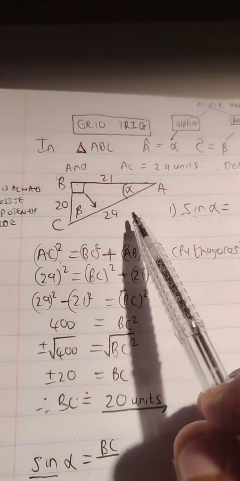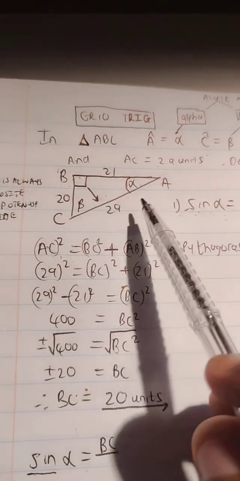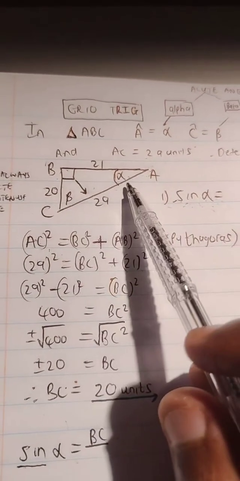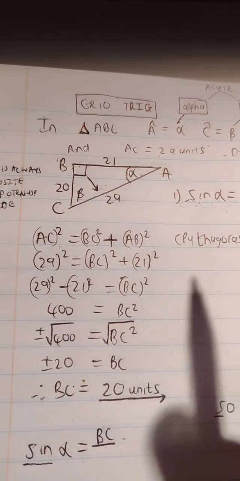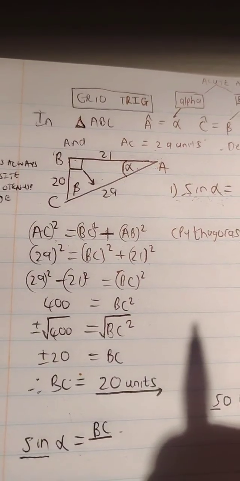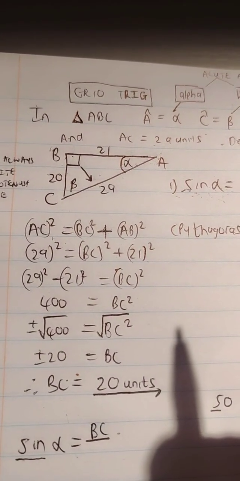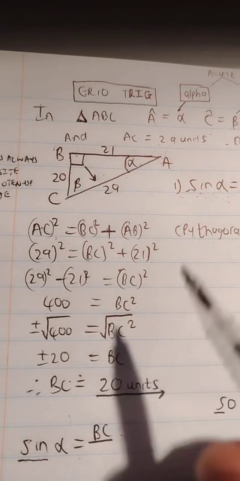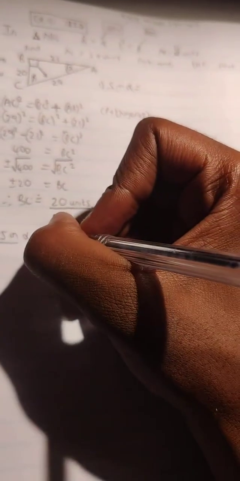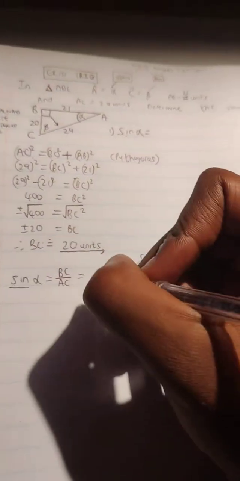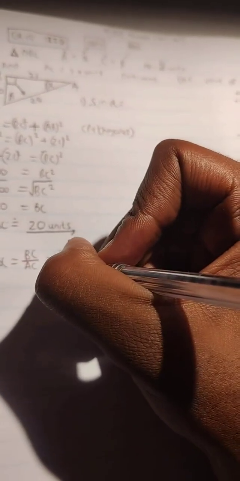What is my hypotenuse side of this triangle? The hypotenuse side of the triangle is, imagination says it's 29. Be Mine specifically tells me it's AC. So AC, all right? Now, if we substitute, BC is represented by 20. AC is represented by 29.